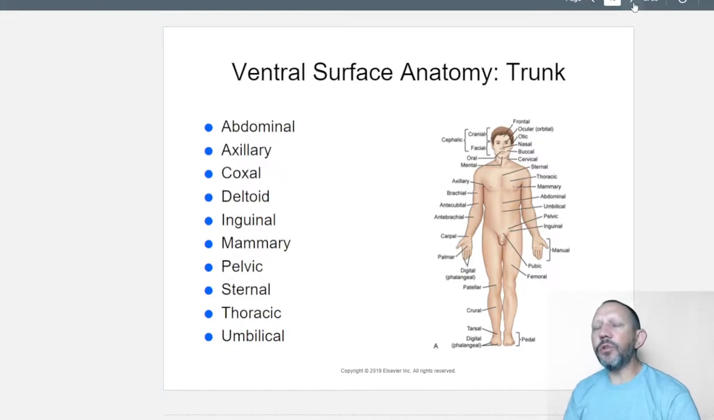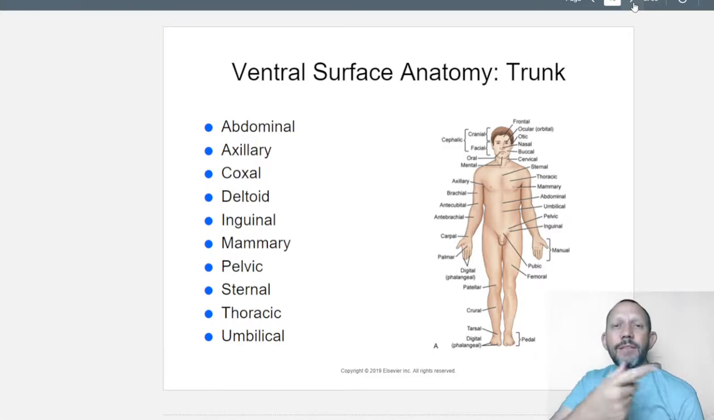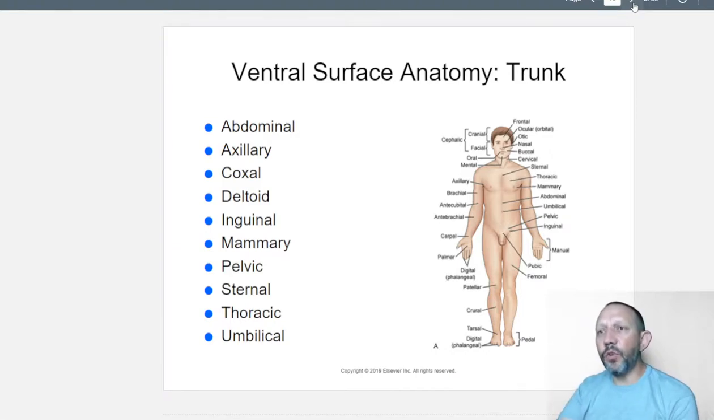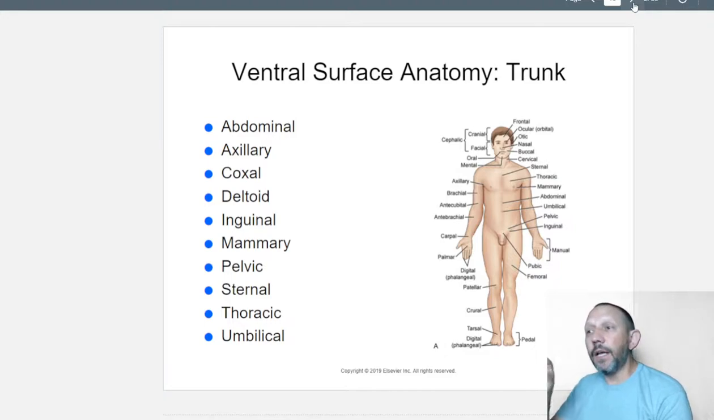Ventral surface anatomy, too. So we have abdominal. Axillary is not really there, but this is axillary, the armpit. Think of Axe, remember the spray? That's how you remember that. Now look at coxal. Coxal is an important one because later we're going to see coccyx. So coxal, do they have it on here correctly?